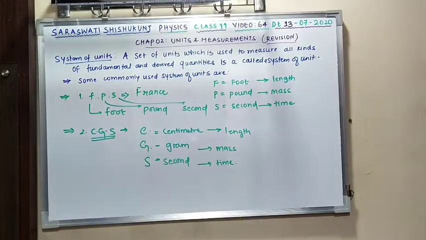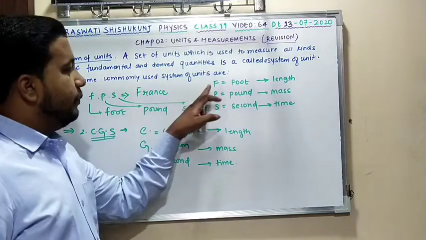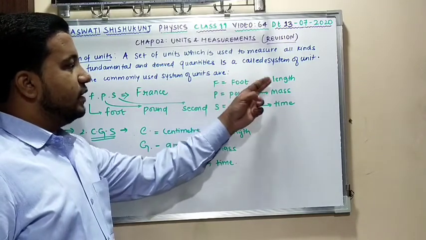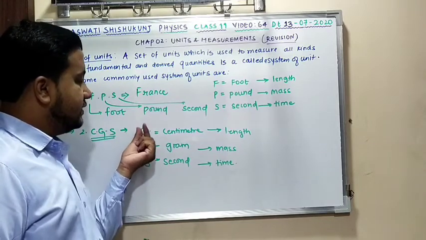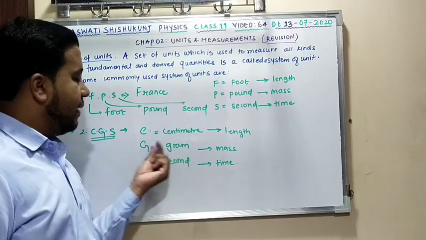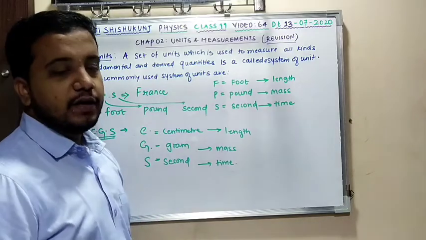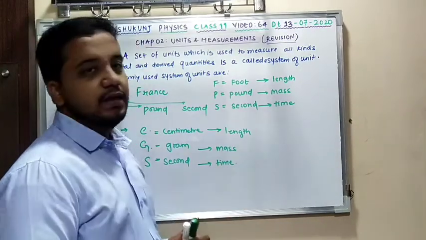FPS is foot, pound, second, which are the units for the fundamental quantities length, mass and time respectively. Similarly, we have the CGS system in which C stands for centimeter, G for gram, and S for second, which are the fundamental units for length, mass and time respectively.